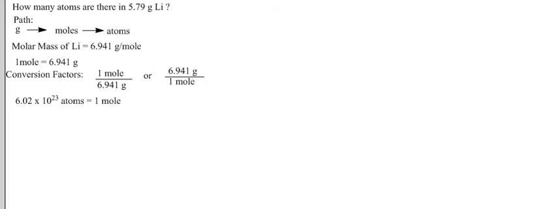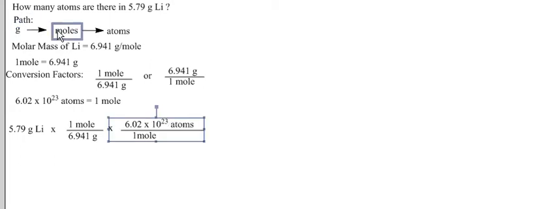So to start this calculation, we're going to start with our known quantity, 5.79 grams of lithium, and we're going to multiply that by our conversion factor, 1 mole per 6.941 grams. If we stopped there, our units would be in terms of moles, and we would know how many moles of lithium we have. Well, we want to go further and take the second step. We've taken the first step in our path from grams to moles.